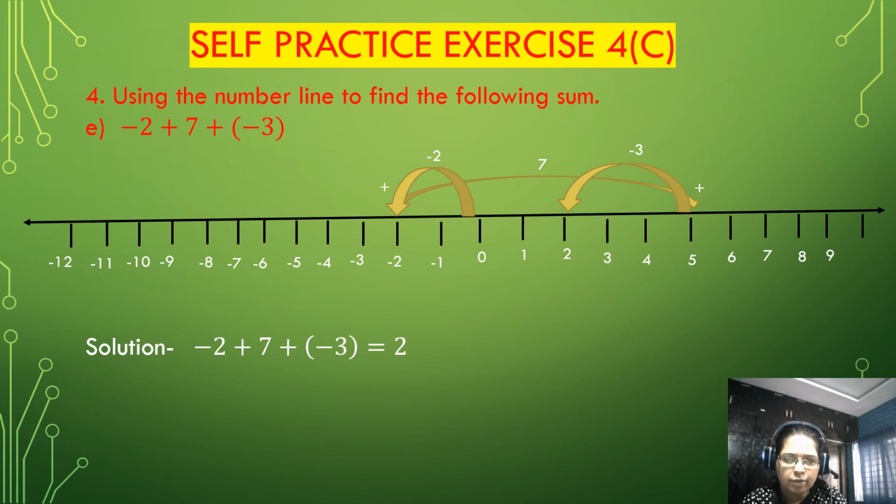Now the number is at 5, then plus -3. Starting from 5 the number goes to the left-hand side as -3 is a negative integer, with 3 places. 5 to 4, 1 place, 4 to 3, 2 places, 3 to 2, 3 places. The number is now at 2. So -2 plus 7 plus -3 equals 2.